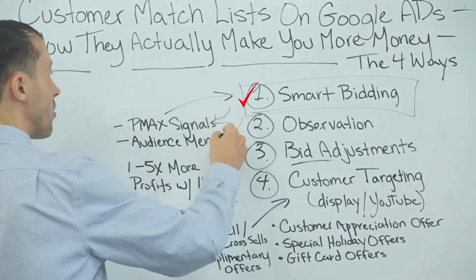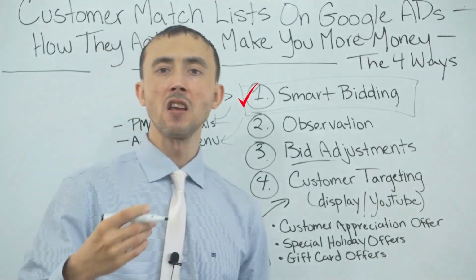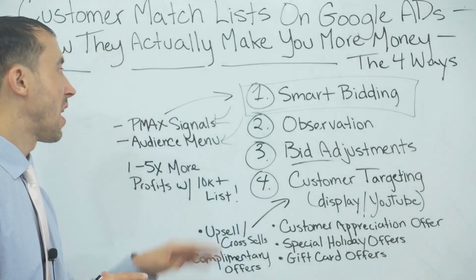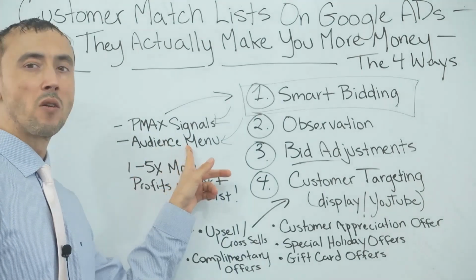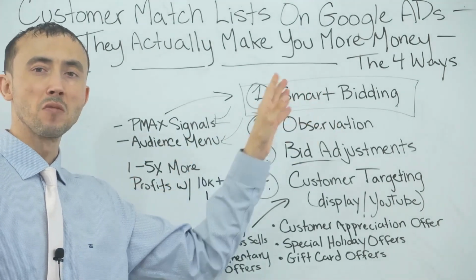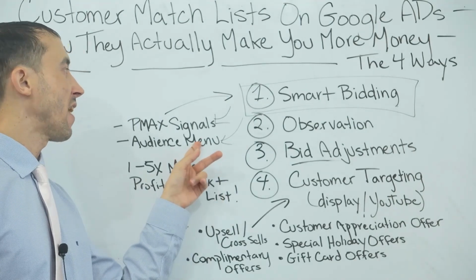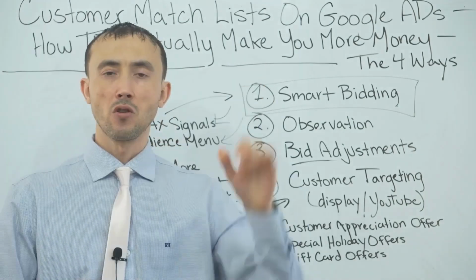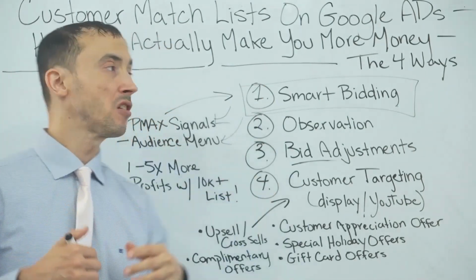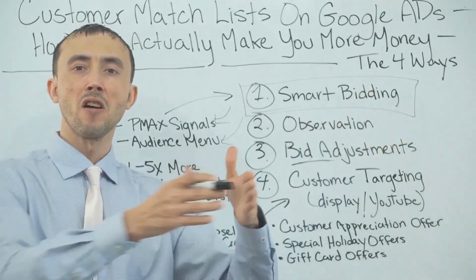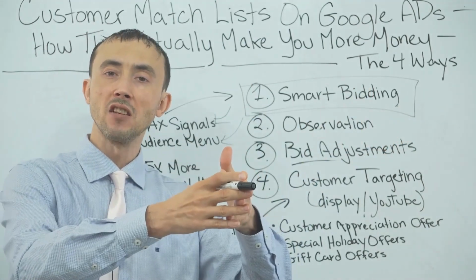You add it there, and then you can add it, like I mentioned before, to the audience menu of your search campaigns, display campaigns, and so forth, and it's going to right away for sure use that in the smart bidding of your campaigns. That said, even if you don't add it to the audience menu of your search and display campaigns, the machine learning, if you're using smart bidding, is going to use that customer list to steer your ads better than it could otherwise.